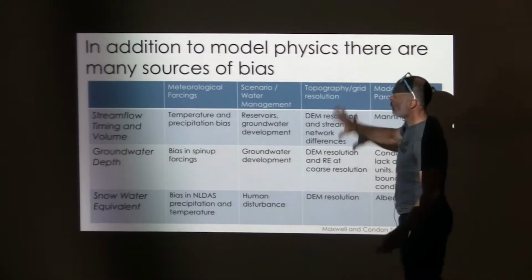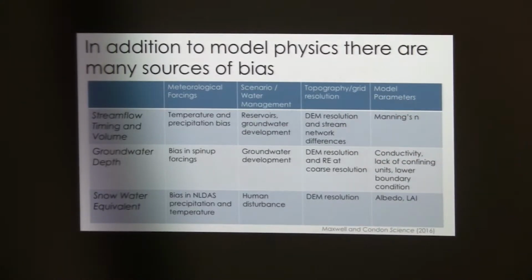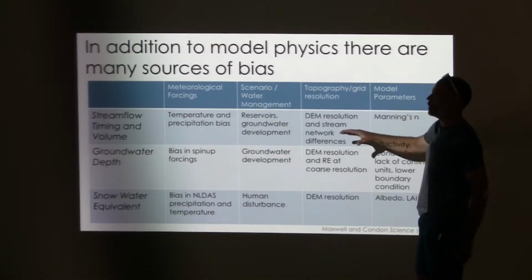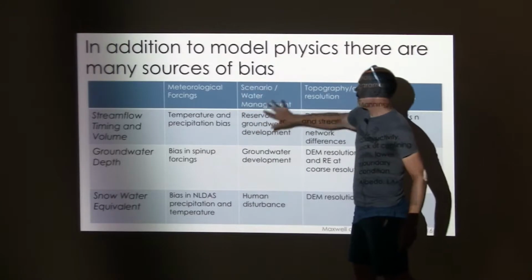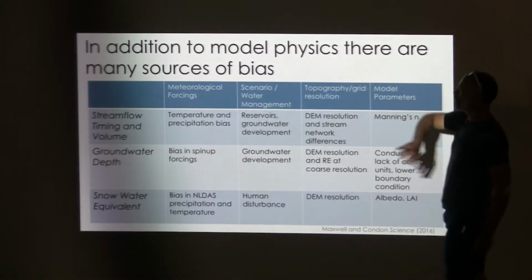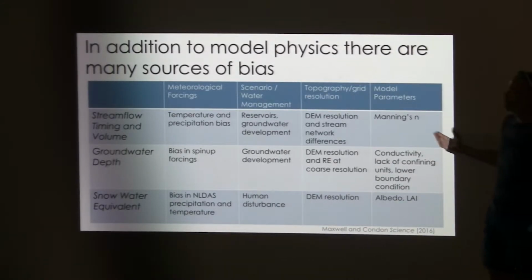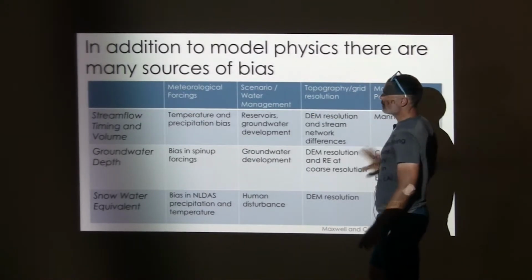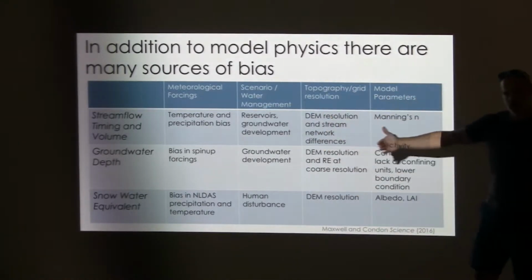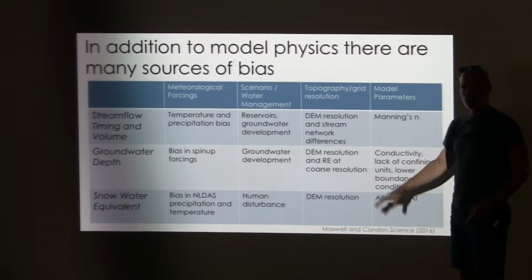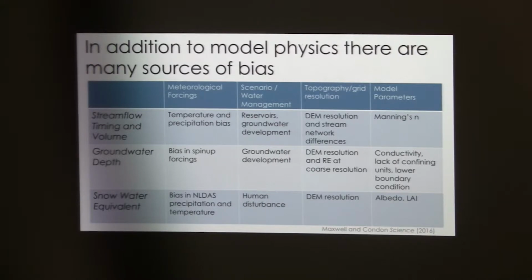And this is a table from a 10,000-word SI that nobody will read, with 21 figures that nobody will read, but it's all here. Meteorological forcing, our scenarios and water management, our topography, our grid resolution, model input parameters, right? Model physics is also part of this. All of these things, right? Errors in this whole system could have impacts on our outputs. And we really wanted to try to get at understanding where these sources of bias lie.